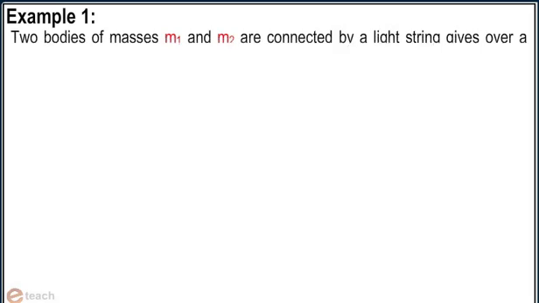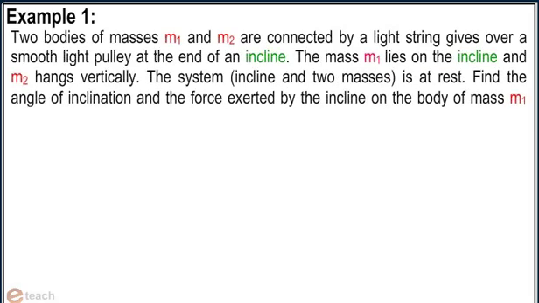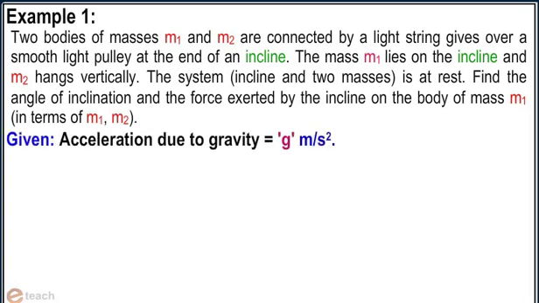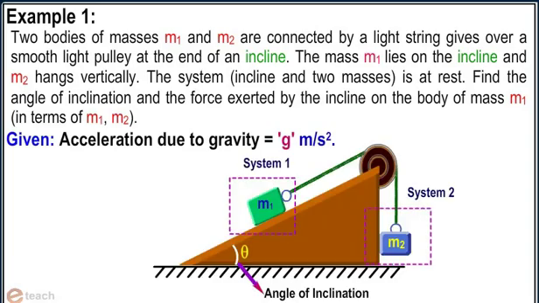Example 1. Two bodies of mass m1 and m2 are connected by a light string given over a smooth pulley at the end of the incline. The mass m1 lies on the incline and m2 hangs vertically. The system is inclined and the two masses are at rest. Find the angle of inclination and the force exerted by the inclined plane on the body of mass m1 in terms of m1 and m2. Given acceleration due to gravity equals g meter per second square.